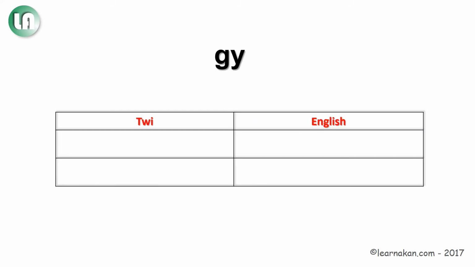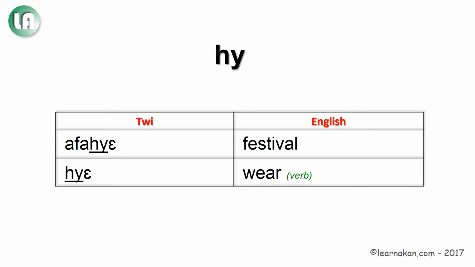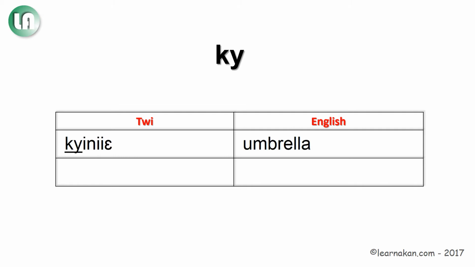On to some examples. We start with J, formed by the letters G and Y. J. Jai. Sh, Afashe. Ch, Chinie.